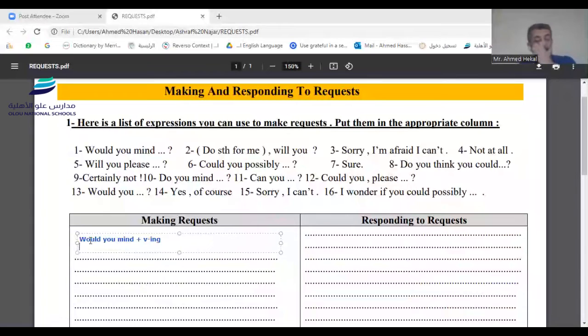What else to make requests? When you say, do something for me, please. For example, carry the bag for me, please. Will you? That's another way of making requests. What else? When you say, will you please, will you please open the door.